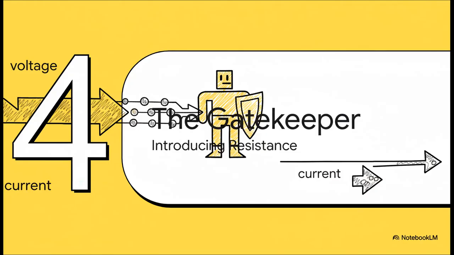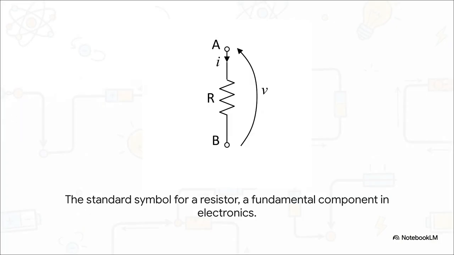We've got a push, which is voltage, and we've got a flow, which is current. But if you just have a massive push and a wide open flow, things can get out of hand, right? We need a way to control it. And that's where our gatekeeper comes in: resistance. And the number one tool we have for this job is a little component called a resistor.